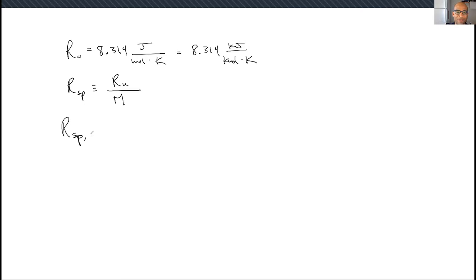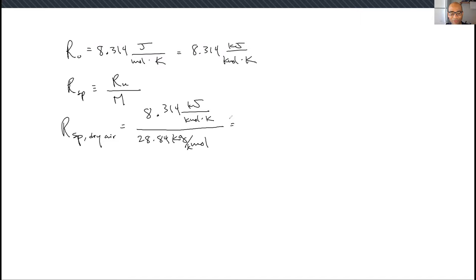So the specific gas constant of dry air is equal to 8.314 kilojoules per kilomole Kelvin divided by, we said it's 28.84. This was grams per mole, and I'm going to make my units match, so I'm going to multiply by 1,000, divide by 1,000. So it's going to be kilograms per kilomole, right? If one mole weighs 28 grams, then 1,000 moles has to weigh 28 kilograms. And then if we plug that in, 8.314 divided by 28.84, I get 0.288 and some digits, kilojoules per kilogram Kelvin.